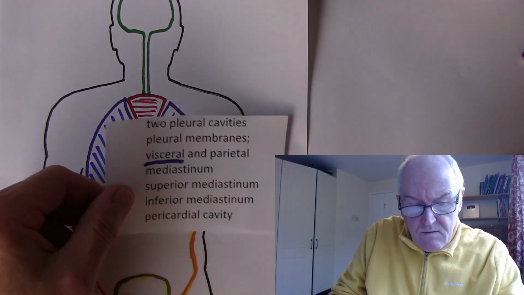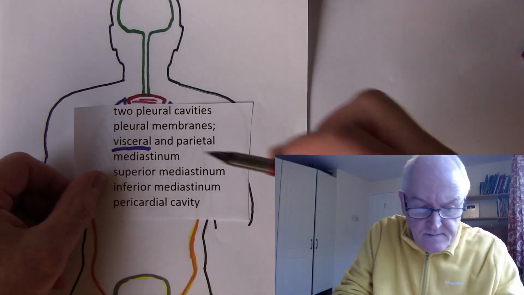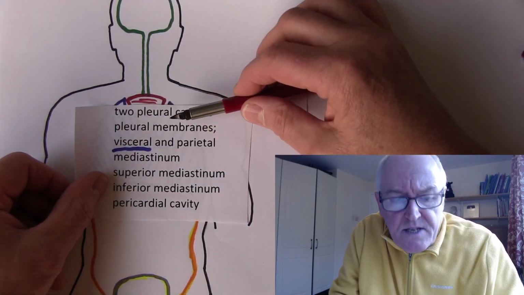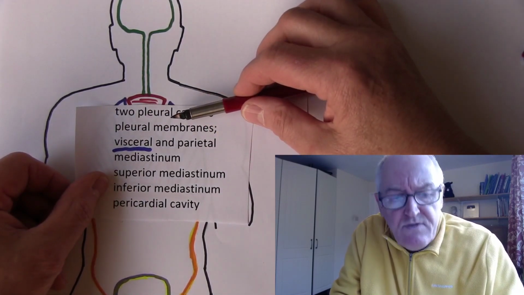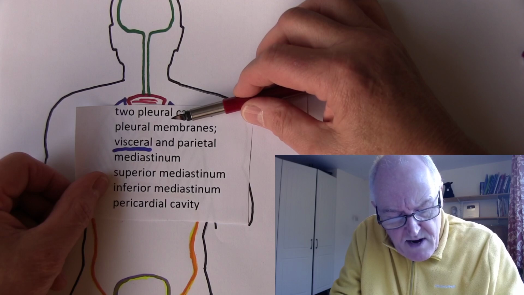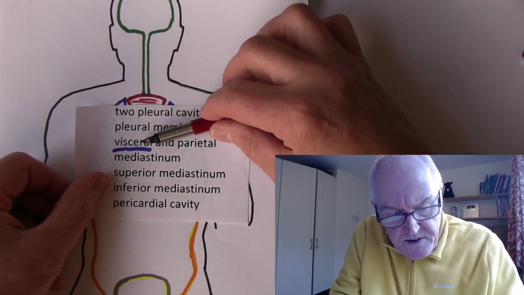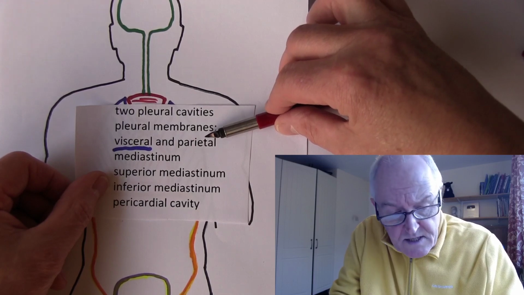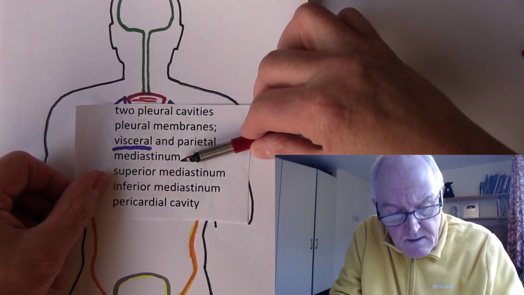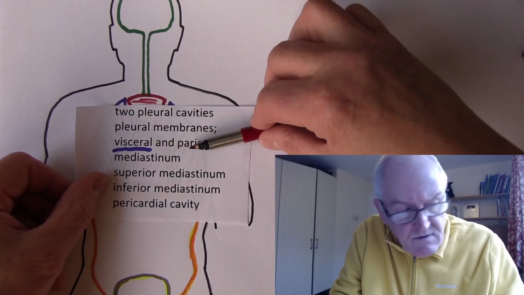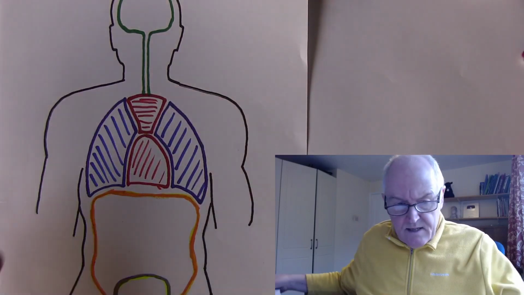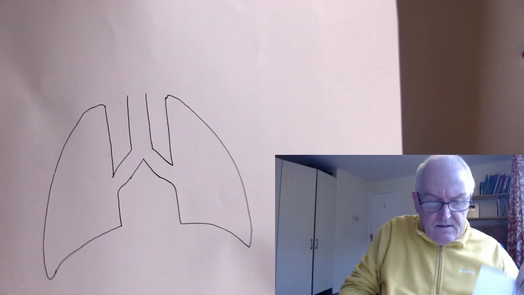So we've got two pleural cavities, one for each lung, surrounded by pleural membranes, and in these videos we're taking a particular interest in the membranes. And we've got the visceral and the parietal pleural membranes, and the mediastinum is in the middle. But let's look at what we mean by visceral and parietal pleural membranes. And we'll do this by looking at the anatomy of the thoracic cavity.